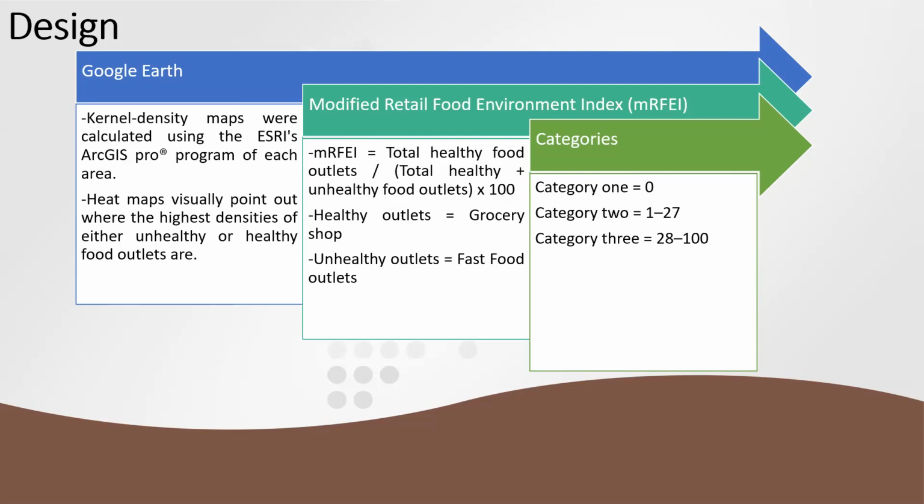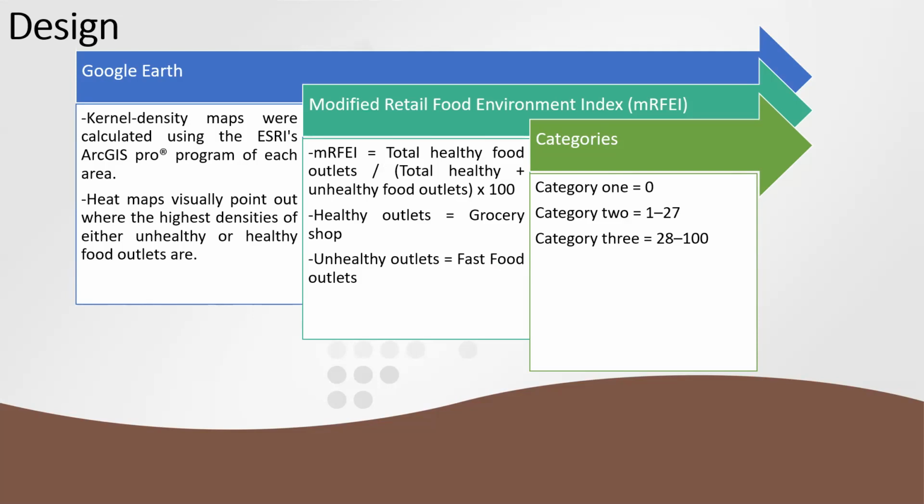In the design of the study, the data was gathered using Google Earth and analyzed with geographical information systems to determine the MRFEI. The kernel density maps were calculated using ESRI's ArcGIS program for each area, and these maps were shown in the form of a heat map that visually points out the density of either healthy or less healthy food environments.